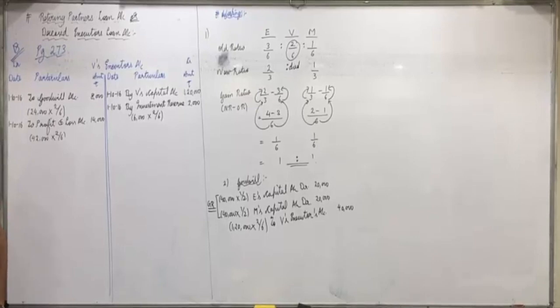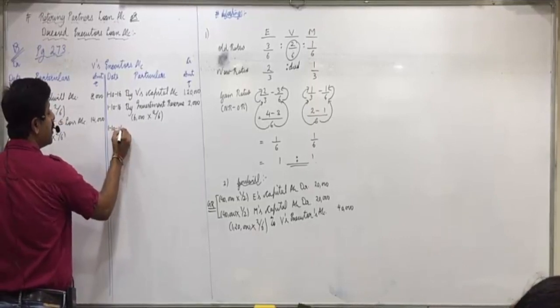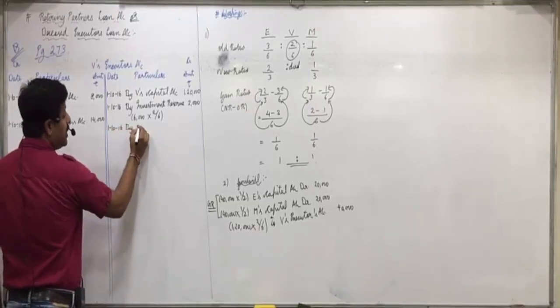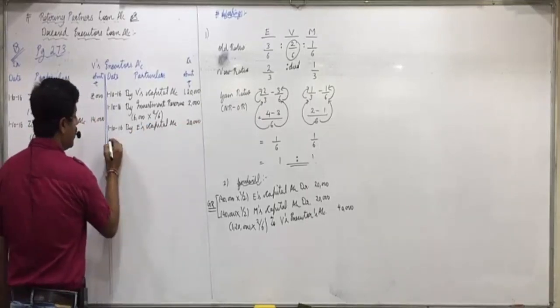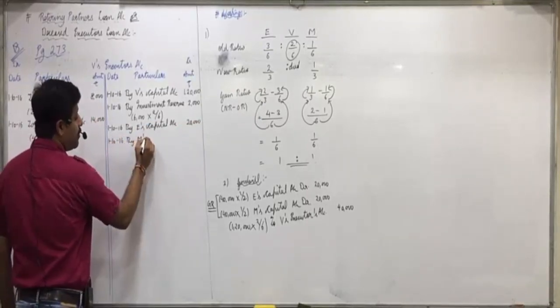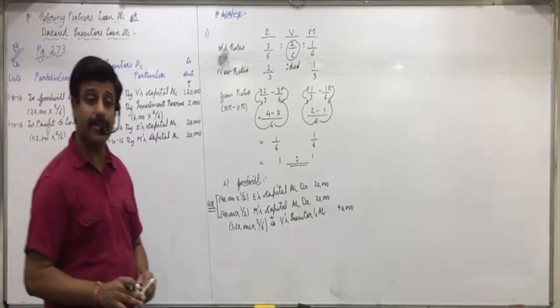Now, posting. Which side? To V's executors, so V's executors credit side. By E's capital account 20,000 and same date by M's capital account 20,000. Understood that, everyone?